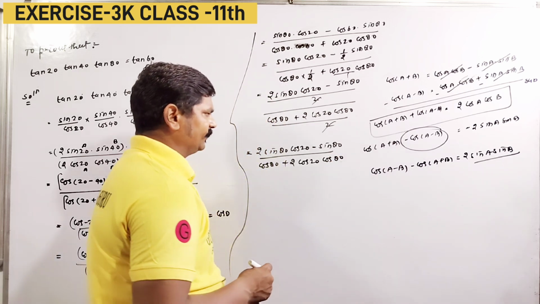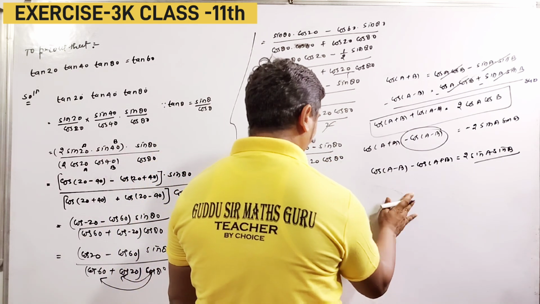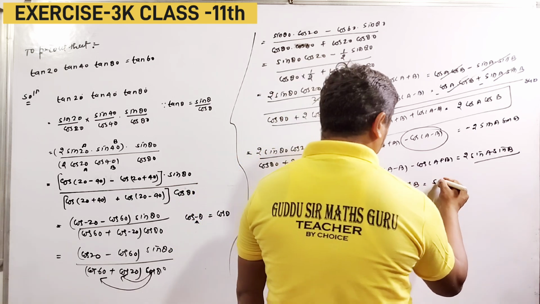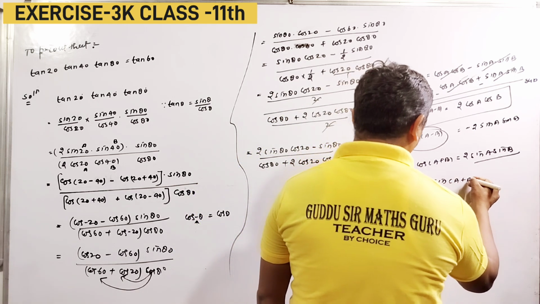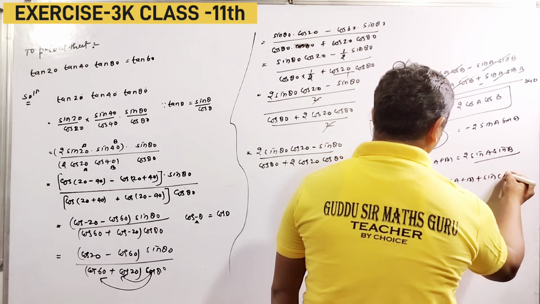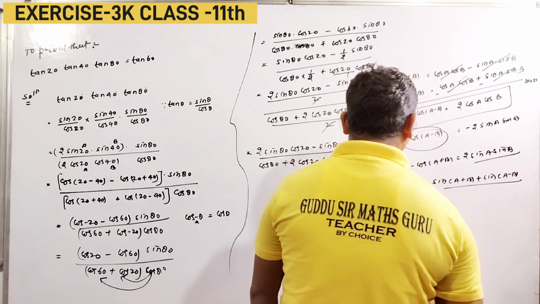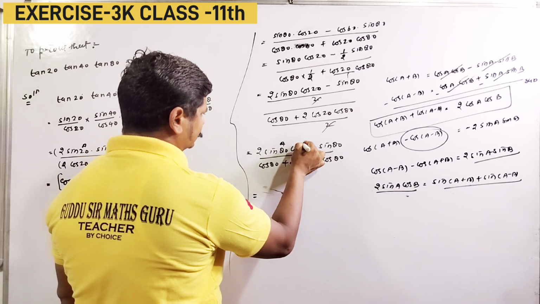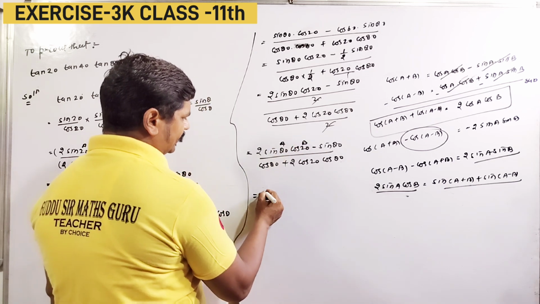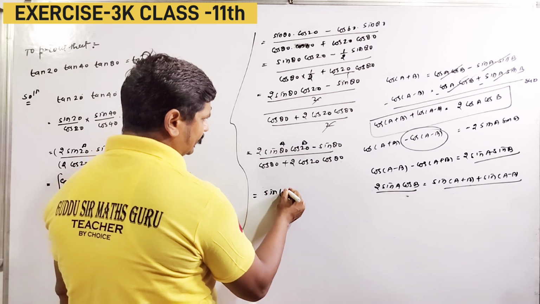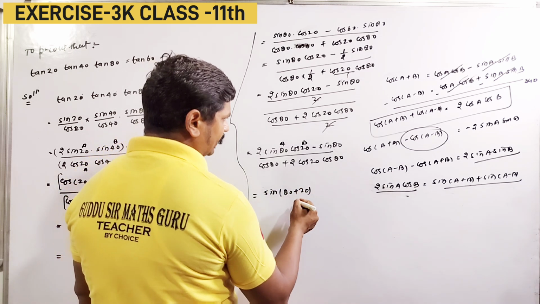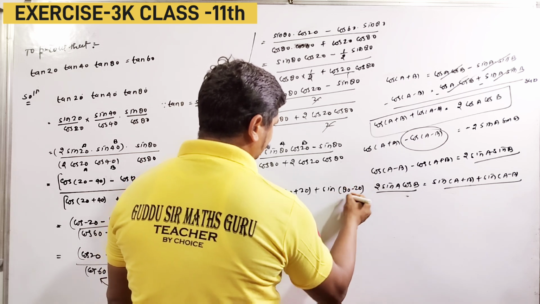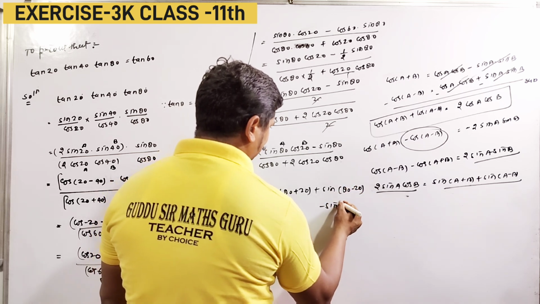And as you know that formula, one formula is 2 sin A into cos B equals sin(A plus B) plus sin(A minus B). You will apply this formula. So in the place of this, this is A and this is B. It means in sin, what you will write, 80 plus 20, clear? Plus sin 80 minus 20 and minus sin 80.